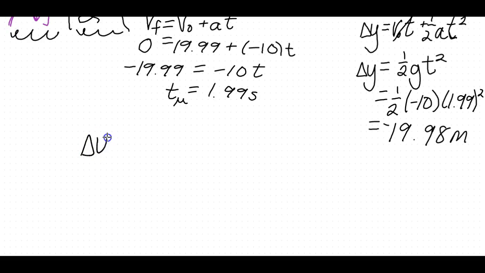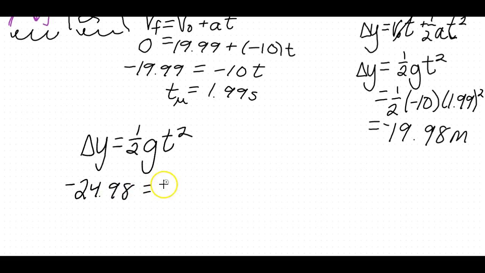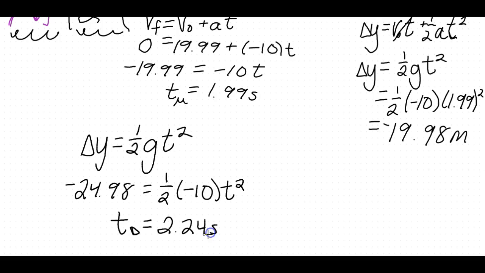So our delta y, use free fall again, 1/2 gt squared. So negative 24.98 is equal to 1/2 negative 10. T squared is what we're looking for. So you bring everything over, you do negative 24.98 divided by negative 5. That's going to give you 4.996. Take the square root of that, and you're going to end up with a time down of 2.24 seconds. Right, now that's the time from the peak to the ground.